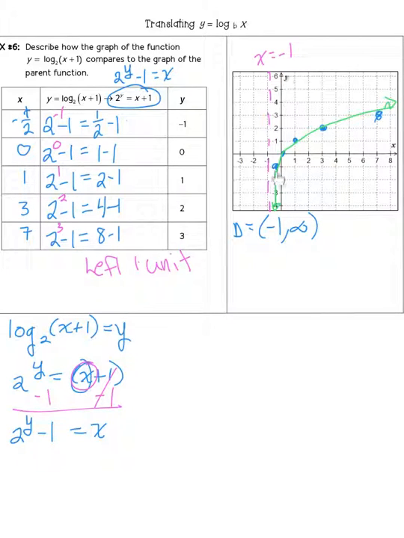Your range covers negatives, positives, and zeros, so your range is always going to be, on these log functions, negative infinity to positive infinity. Your key point is that 0, 0. Your key point is your x-intercept.